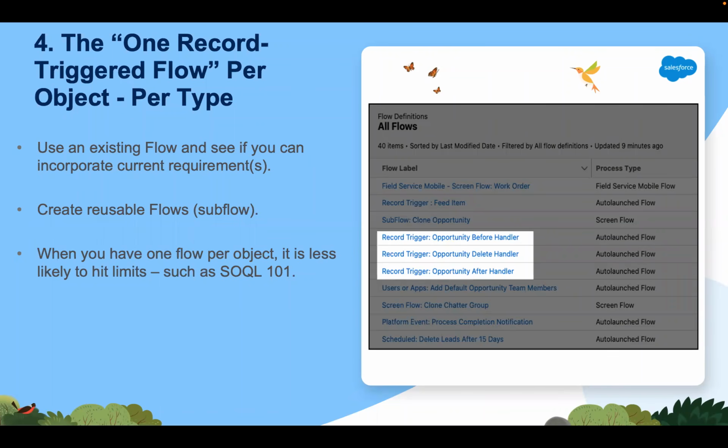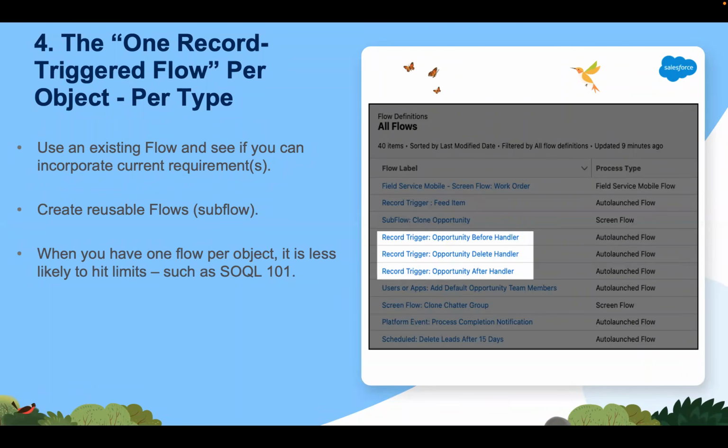Means use one before record trigger flow for handling before update and before insert, one for after insert and after update, and one for delete, so you can handle before delete scenarios. Do not try to create more than these three types in any given object, and you can then use subflows to handle it.